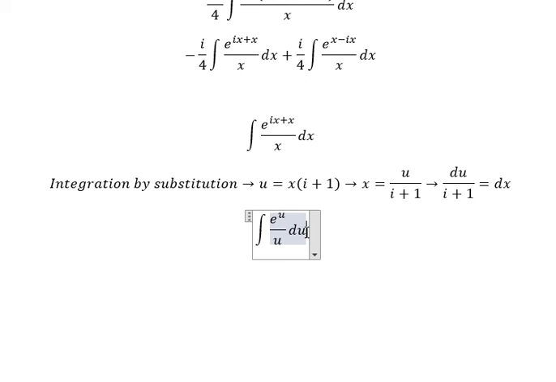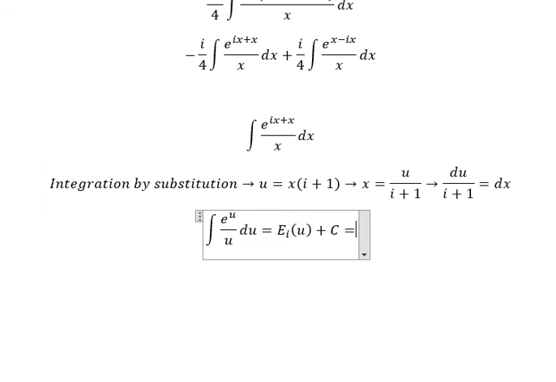And this one we can write as Ei of u. That's the exponential integral. For u, we need to change back for this one.